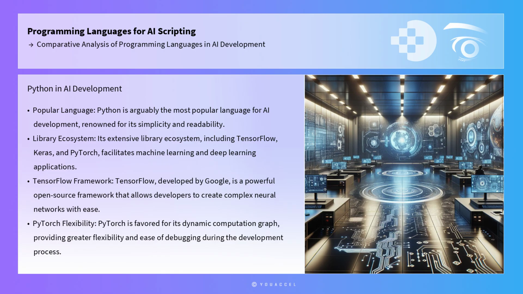PyTorch, on the other hand, is favored for its dynamic computation graph, which provides greater flexibility and ease of debugging during the development process. The versatility of Python in handling data manipulation and analysis further enhances its utility in AI, as seen in libraries like Pandas and NumPy, which streamline data preprocessing and transformation tasks.